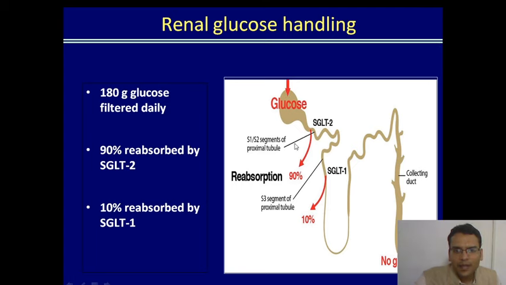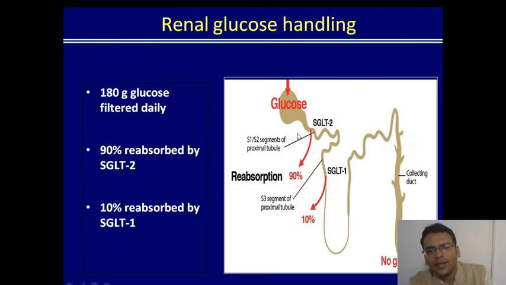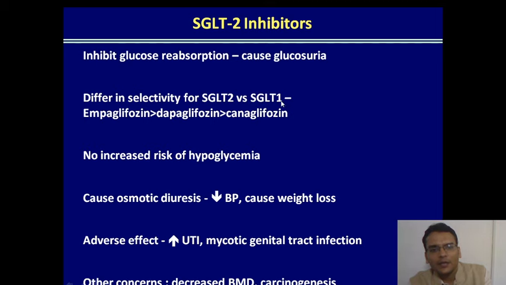So if we see the S1 and S2 segments of the proximal tubule, you have SGLT2 which is working. However, in the S3 segment of the proximal tubule, you have some contribution of SGLT1 as well. So about 180 grams of glucose is filtered daily, of which 90% is reabsorbed by SGLT2 and 10% is reabsorbed by SGLT1. SGLT2 inhibitors inhibit this glucose reabsorption by sodium glucose co-transporter 2, thereby causing glucosuria.